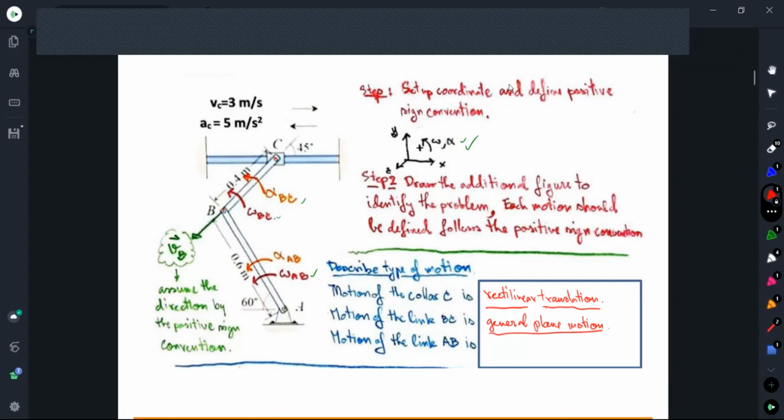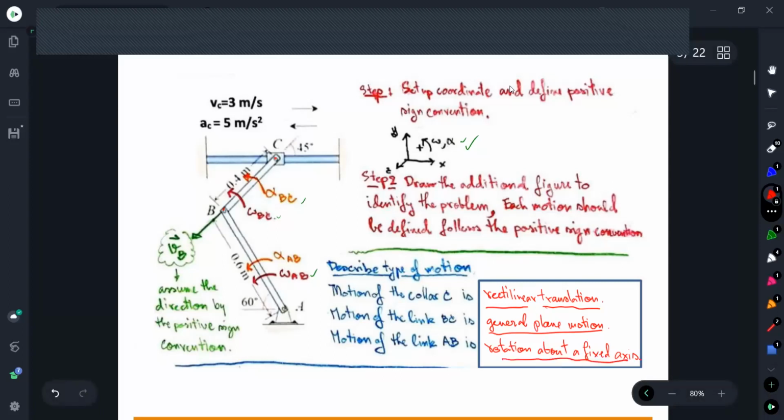And for the last one, it is link AB. What is link AB? Rotation about a fixed axis. Yes, very good, thank you. This is a rotation about a fixed axis. The axis for link AB is the axis passing through point A, the C-axis. So according to this, when we define that AB is rotation about a fixed axis, we can predict the velocity direction of VB.